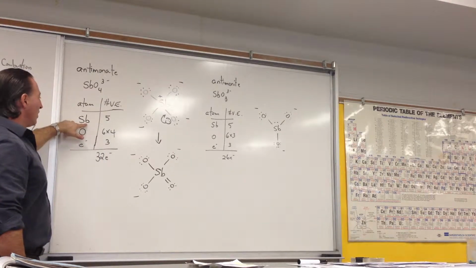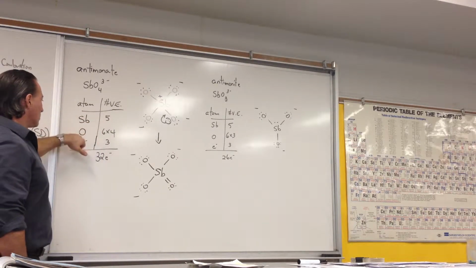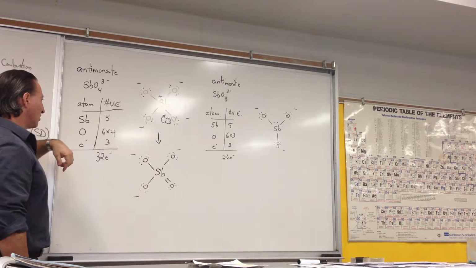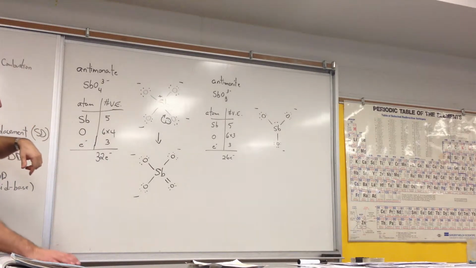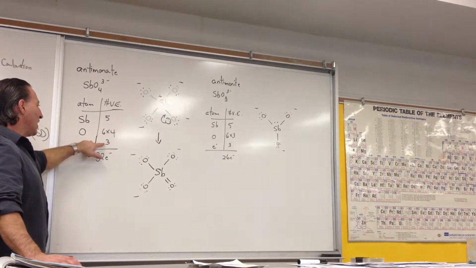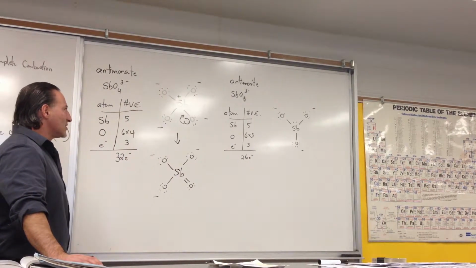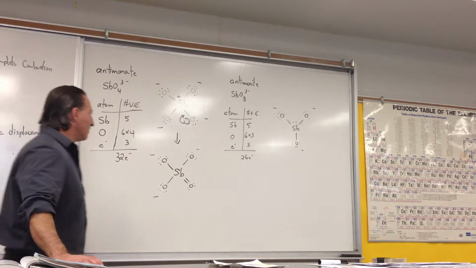Antimony is a group 5 element, so it has 5 valence electrons. Oxygen has 6 valence electrons, and antimonate would have 4 oxygen atoms, so 4 times 6 will give you the number of valence electrons contributed by oxygen, plus the extra 3 electrons from the negative 3 charge. The total is 32 electrons in the antimonate anion.